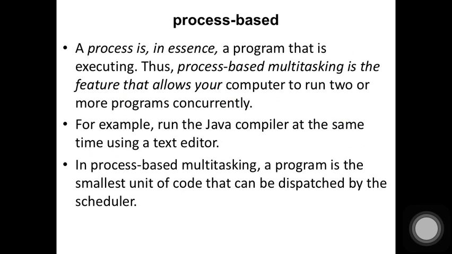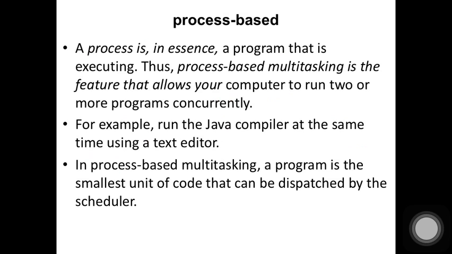In process based multitasking, a program is the smallest unit of code that can be dispatched by the scheduler. So here every program we can consider as a separate process, and the dispatcher or scheduler dispatches based on that particular process. Moving from one process to another process, we call it switching or context switching. These things we already came across in operating systems.